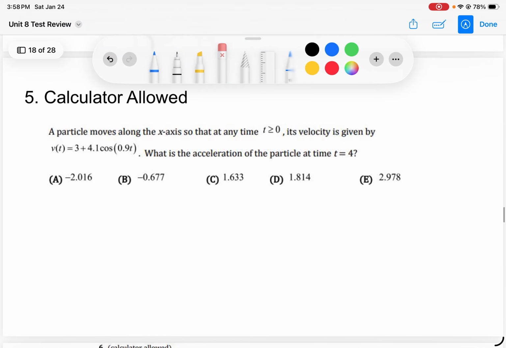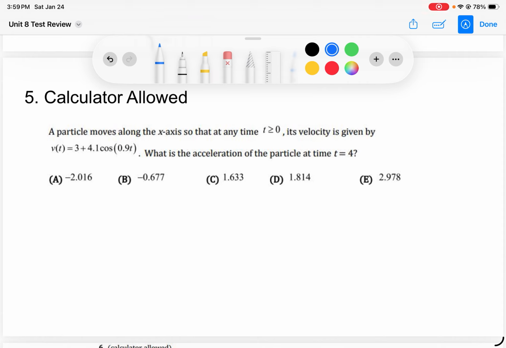All right, what is this one? Okay, calculator active, still multiple choice, and then we'll do the free response. A particle moves along the x-axis so that at any time t greater than or equal to 0, its velocity is given by that. Good thing it's calculator active. That looks like a pain to mess with. What is the acceleration of the particle at time t equals 4? All right, so you could do this by hand. Well, for a second, you can find the derivative by hand.